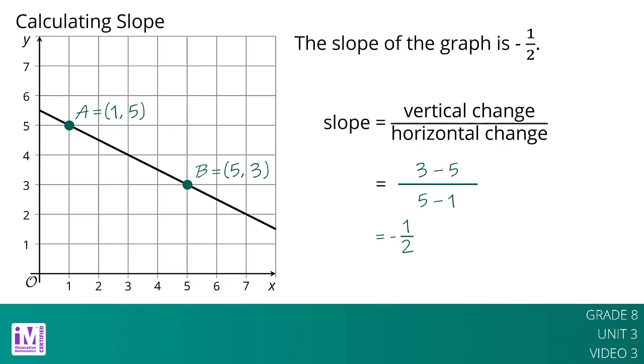If we had done it the other way around, then the y value change would have been 5 minus 3, and the x value change would have been 1 minus 5, which still gives us a slope of -1/2.